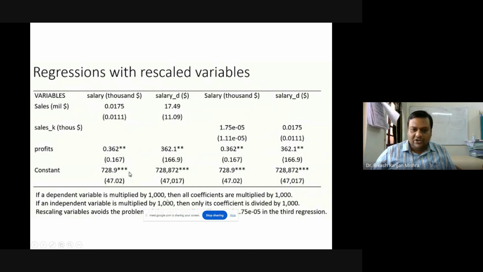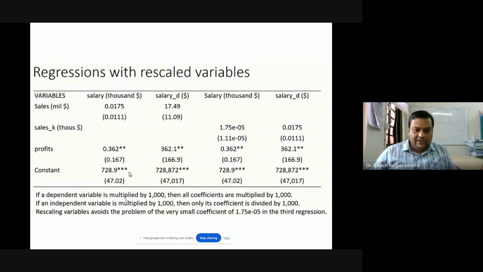The interpretation is mentioned over here. If you pay attention, if the dependent variable is multiplied by 1000, that means when you convert your salary, which is already in thousands, to the normal dollar form, then the coefficients are multiplied by 1000. Whatever the coefficient is, 0.0175, if you multiply by 1000, it comes to around 17.49. So accordingly, if you rescale your dependent variable, that is the typical manner in which all the coefficients are multiplied by 1000.